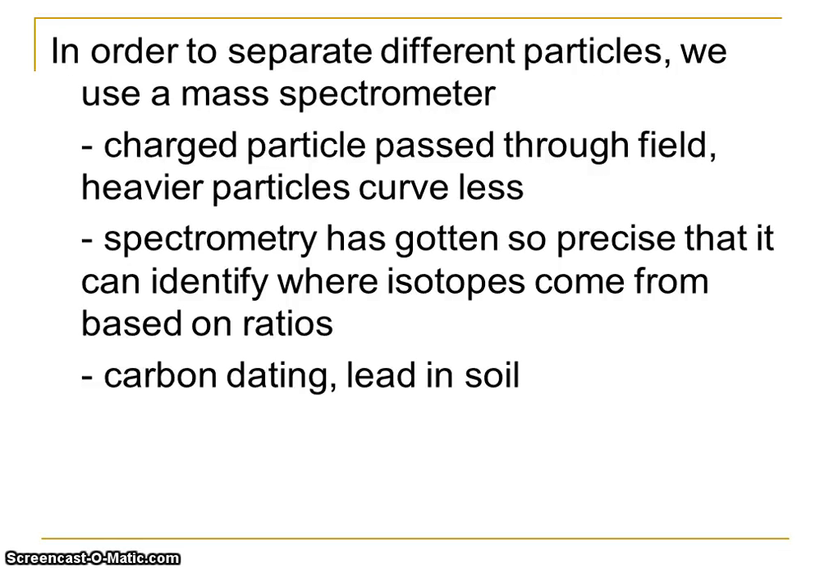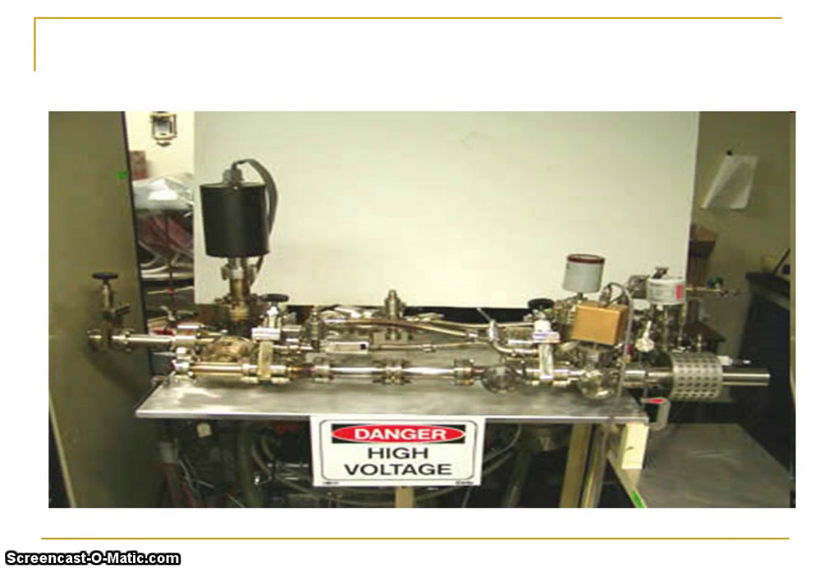And that's how carbon dating can be used to identify fossils, things that were once alive. It can be used to identify how long they've been dead. So those are good uses for isotopes and for identifying the types of isotopes there.